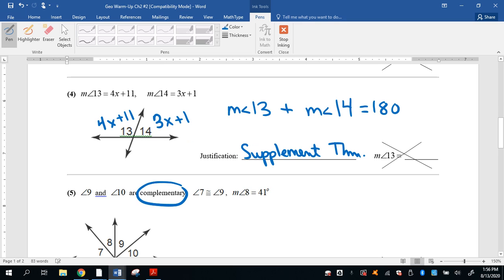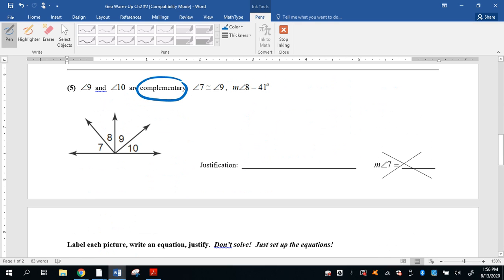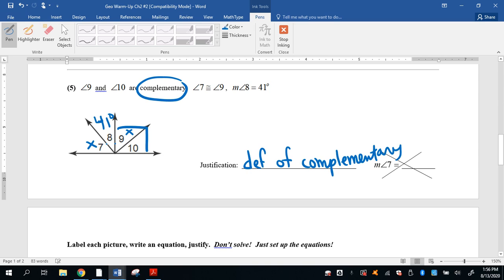Now, number 5, they're using the word complementary, so we're going to use definition of complementary for our justification. Definition of complementary. And since we are given that 9 and 10 are complementary, they're going to add to 90. We also know that 7 and 9 are the same. Let's just call them x. And 8's measure is 41 degrees. So if this is 90, this is also 90. So we can say x plus 41 degrees equals 90 degrees. That's by the definition of complementary.